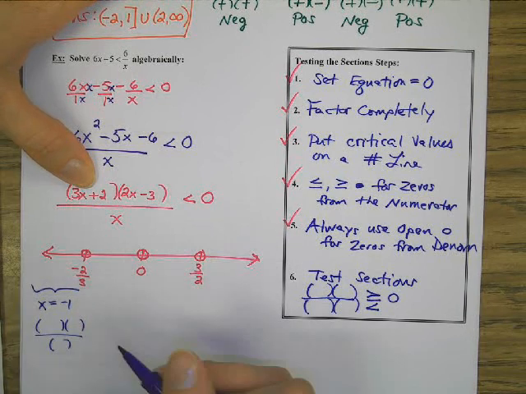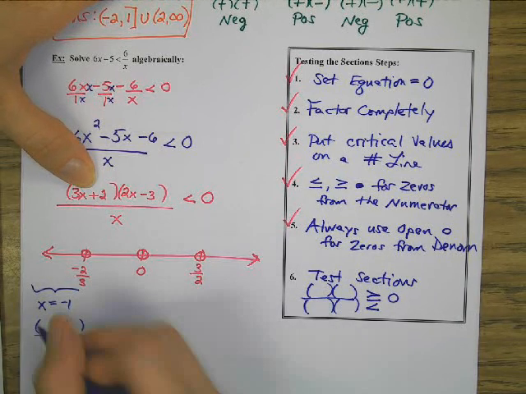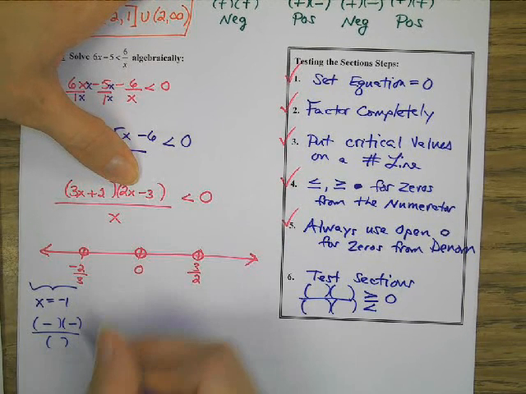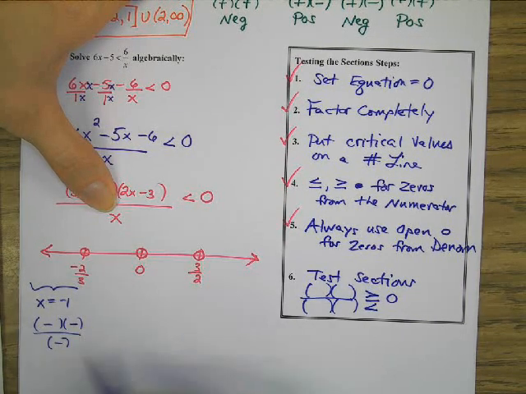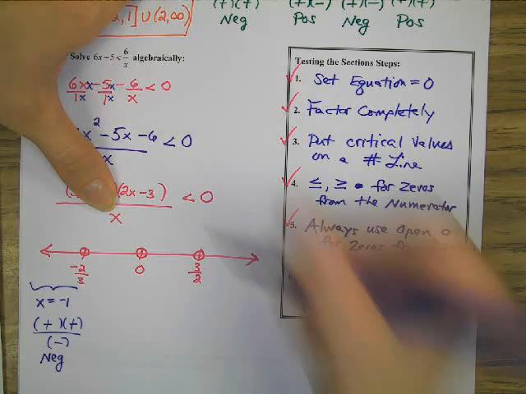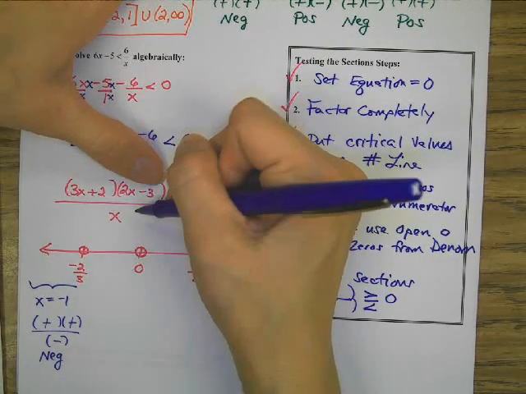Negative 2 minus 3, that's another negative. And the bottom, of course, is negative. A positive divided by negative is negative. Now, what did we want? This rational graph right here has to be less than 0. So we want negative. And we got negative.